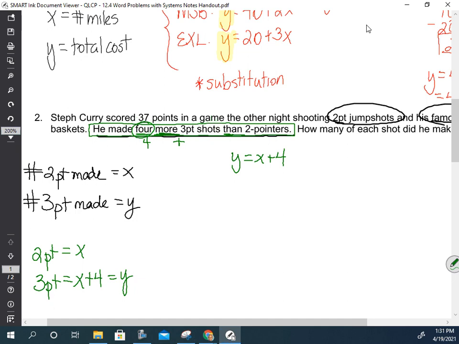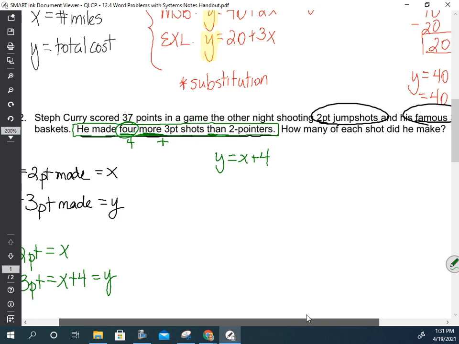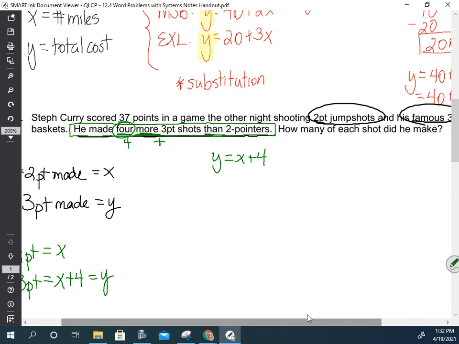So there's the first equation. Second equation. He scored 37 points. How much is a 2-point shot?